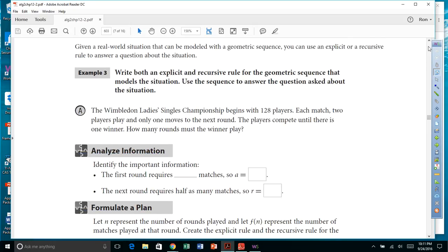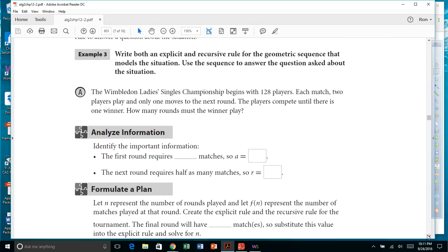Modeling with a geometric sequence. Given a real-world situation that can be modeled with a geometric sequence, you can use an explicit or a recursive rule to answer a question about the situation. Write both an explicit and recursive rule for the geometric sequence that models the situation. Use the sequence to answer the question about the situation. Let's see, I guess we kind of got to do this one together.